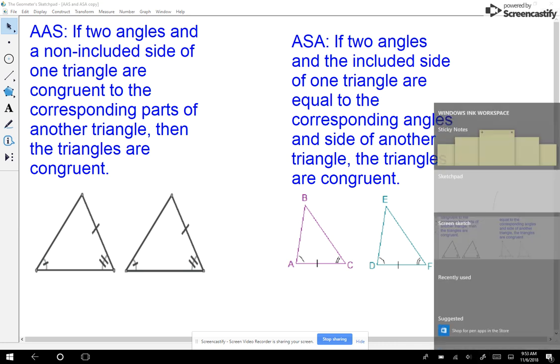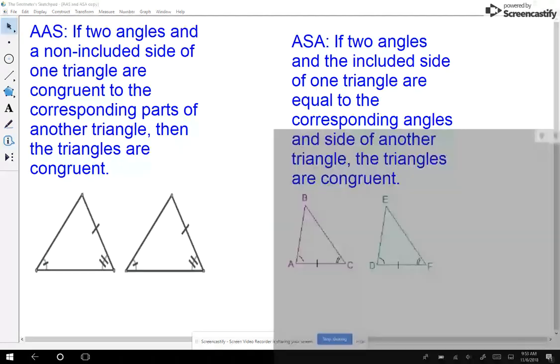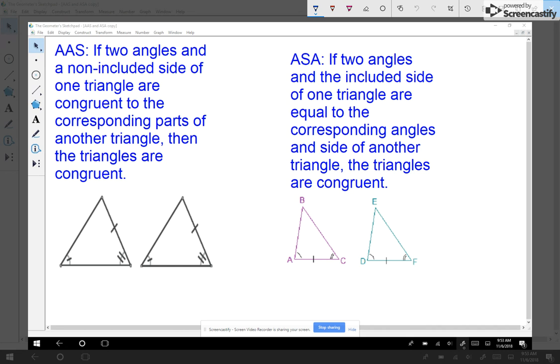Alright guys, so today we have the rules of angle, angle, side, and angle, side, angle. So angle, angle, side is two angles and a non-included side. If two angles and a non-included side of one triangle are congruent to the corresponding parts of another triangle, then the triangles are congruent.